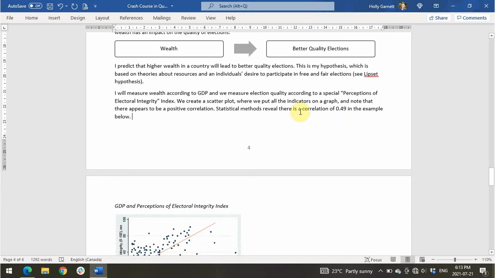So I decide I'm going to measure wealth according to gross domestic product, per capita purchasing power parity at the country level, and election quality according to a perceptions of electoral integrity index.